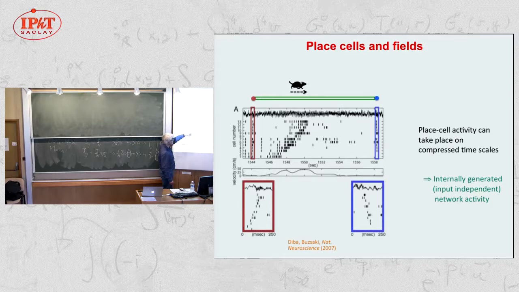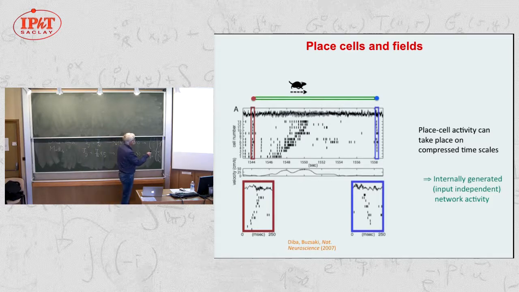And then the experimentalists rank the different cells according to the position of the place field here, from the leftmost to the rightmost place fields. So as the rat is moving, you see that the cells fire one after the other, because the rat is crossing the different place fields, one after the other. Okay, so far so good.